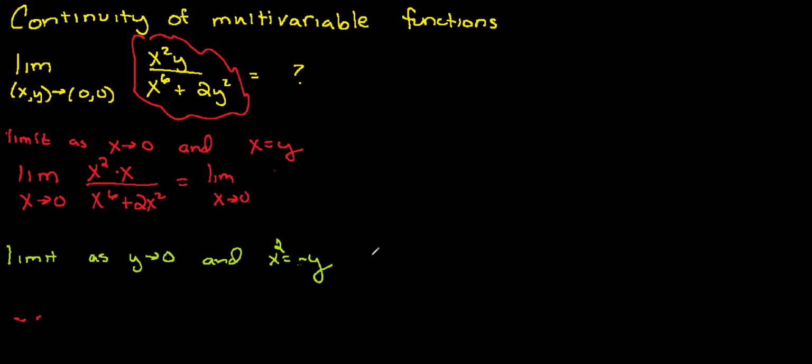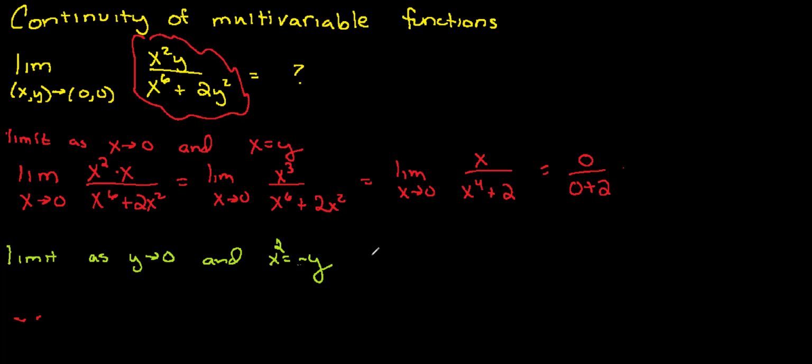So if I do that, I get x cubed in the numerator, and in the denominator I get x to the 6th plus 2x squared. I'm going to divide by the highest power term, and up in the numerator, I'm going to get x. Down in the denominator, I get x to the 4th plus 2. Now, if I try to take the limit, I don't get 0 over 0. What I get is 0 over 0 plus 2, and 0 over 2 is a defined real number. 0 over 0 is bad, trouble.